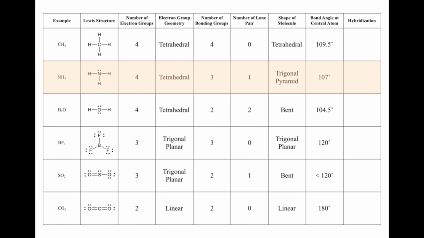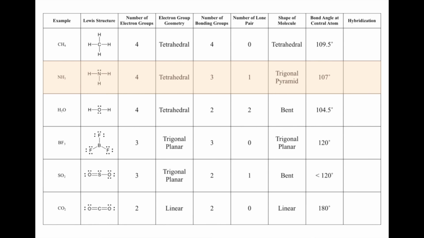In the case of ammonia, when we look at the nitrogen, we see that we have four electron groups, and we know that that means we have a tetrahedral electron group geometry. But when we look at the identity of the electron groups, we see that three of them are bonding and one is a lone pair. That means that the electron group geometry and the shape of the molecule or the molecular geometry will not be the same in this case.